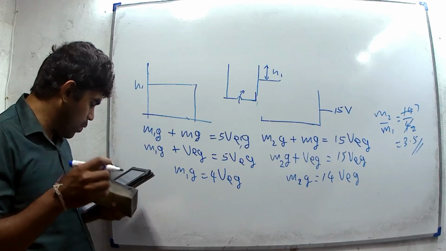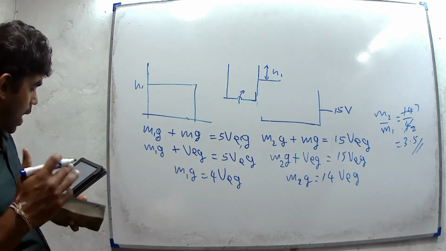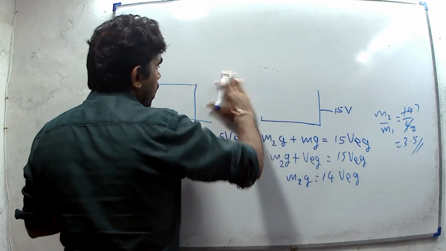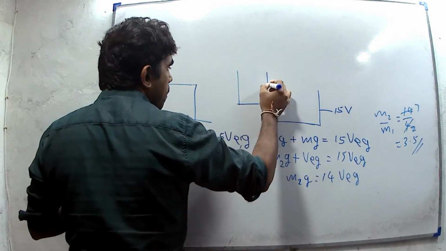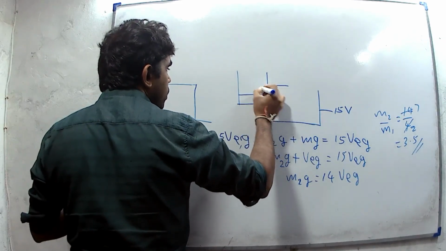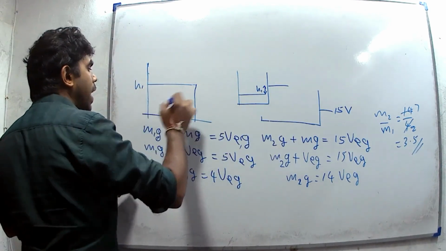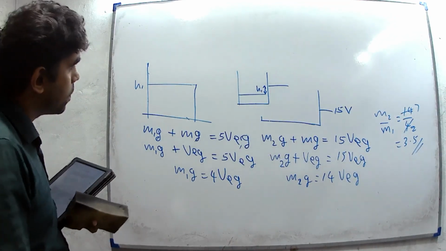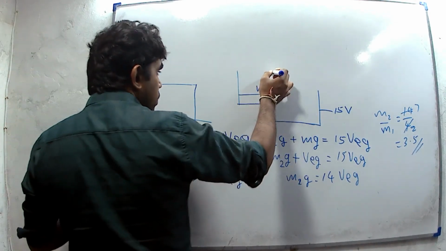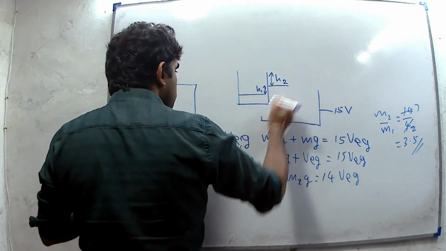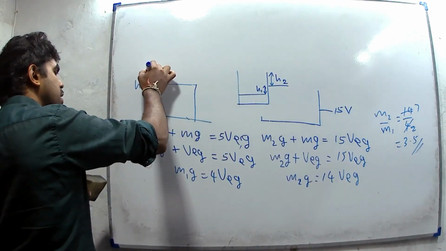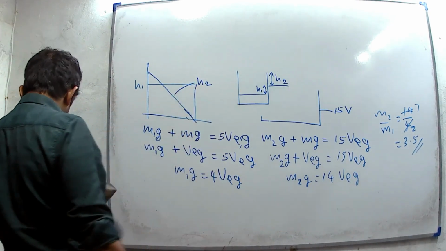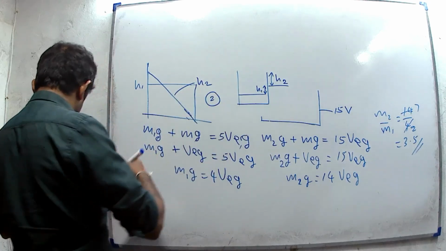h1 is the difference of height in water level inside and outside the vessel. h1 is this one, not this one. It should be like this, constant and decreasing to 0 when fully immersing. Now h2 is this one. When immersing the object, h2 is decreasing with time, like this. Then the answer is 2 for question number 32.